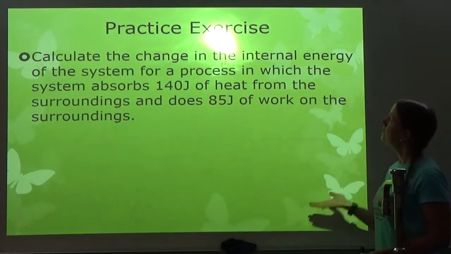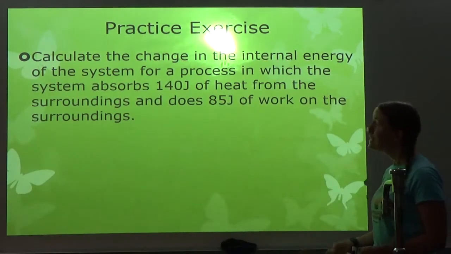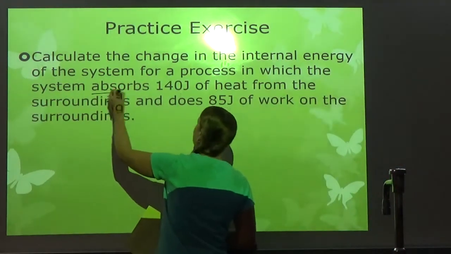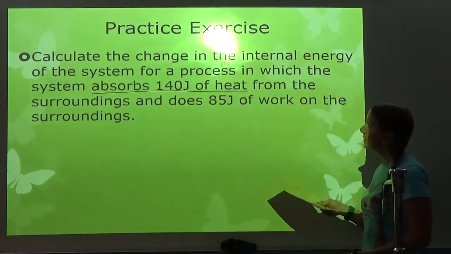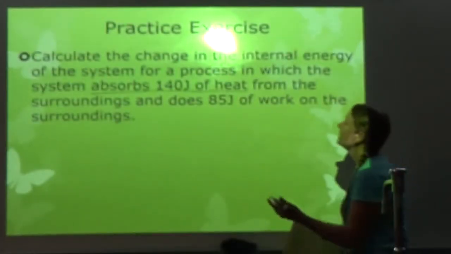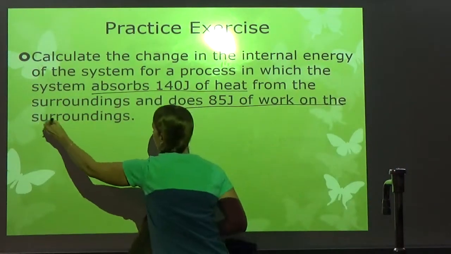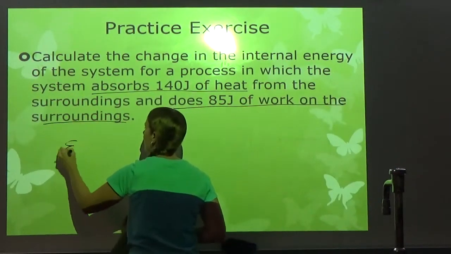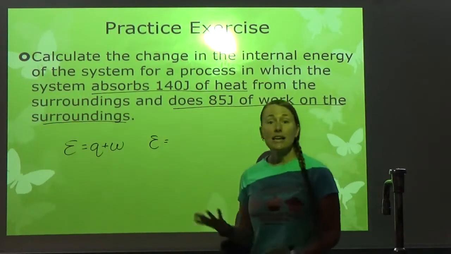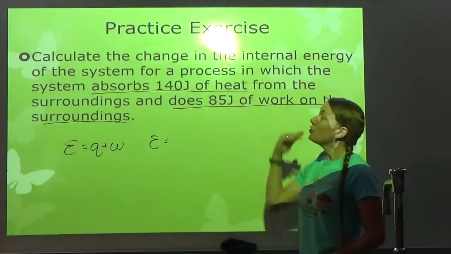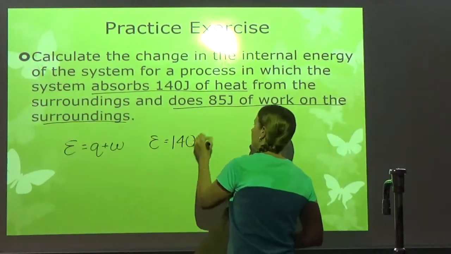So it says calculate the change in the internal energy of the system for a process in which the system absorbs 140 joules of heat from the surroundings and does 85 joules of work on the surroundings. Okay, so remember, we know ΔE is Q plus W. So let's look at our sign for Q. It absorbs 140 joules of heat, so that's going to keep that number positive.